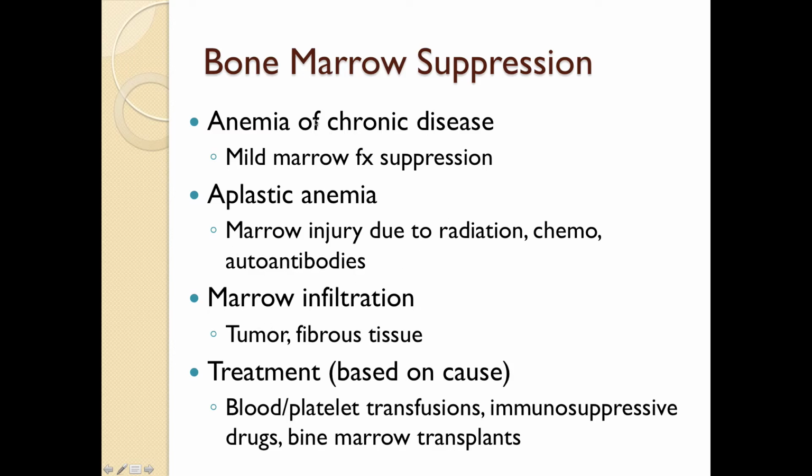If it's due to things like autoimmune damage of the marrow, you can suppress the immune system using immunosuppressive drugs. In the meantime, you can give blood or platelet or both transfusions to supplement blood that's not being made. Bone marrow transplant, if there's physical injury and destruction of the marrow, getting a donation of bone marrow from someone is one of the best ways to restore activity.